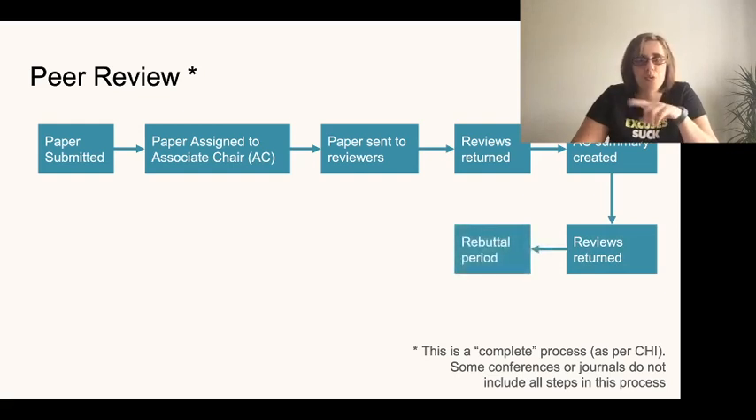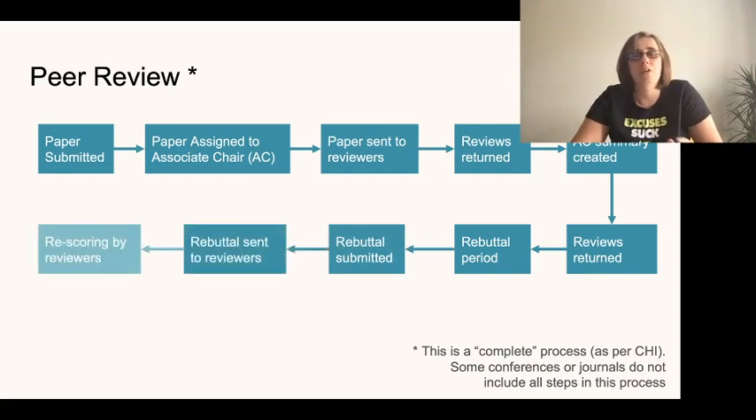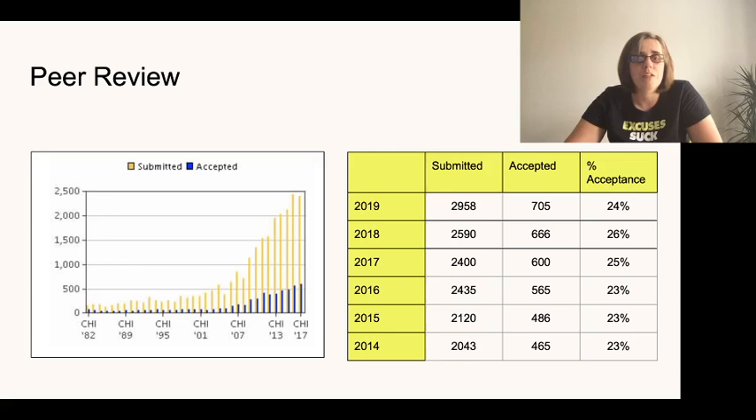The author then has what's called a rebuttal period. So if you disagree with the reviews or you want to show that you can take those reviews and make changes to your paper, you can then submit that rebuttal. It's sent out to the reviewers and they rescore the paper. And from that, there is a cut-off as to whether a paper is accepted or rejected. So that's kind of the process of how these things would happen.